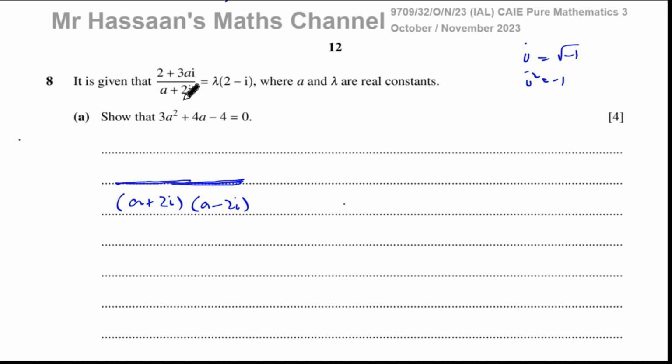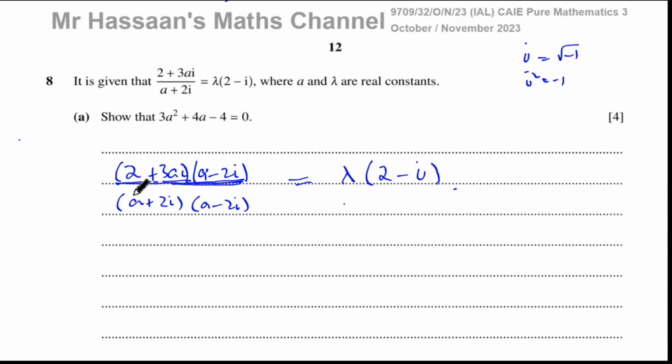But if I change the denominator, the numerator must also be changed. So if I multiply the denominator by a minus 2i, the numerator must also be multiplied by a minus 2i. Let's just put that correct. That's 2 plus 3ai, also multiplied by a minus 2i. Okay, so that will rationalize the denominator and it will give us something in the form lambda times 2 minus i.